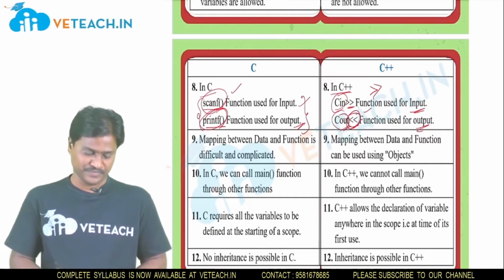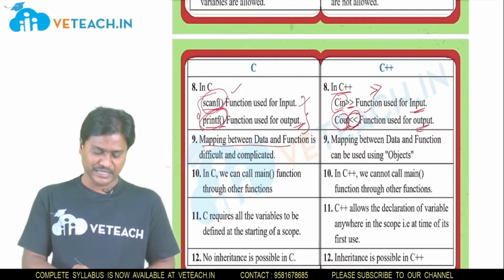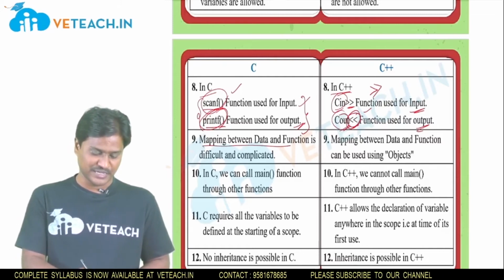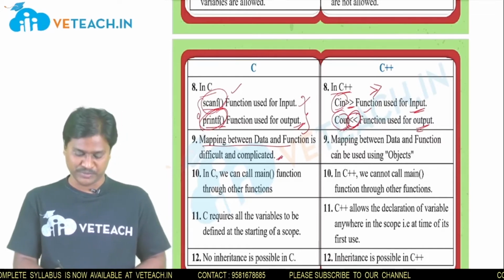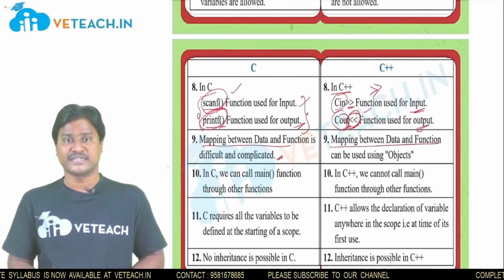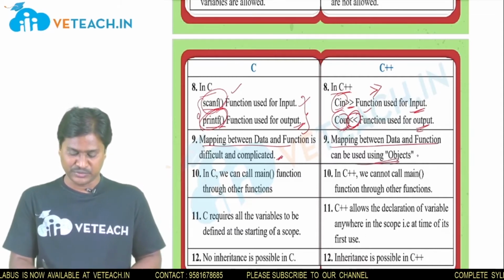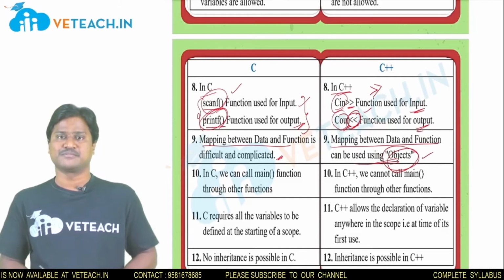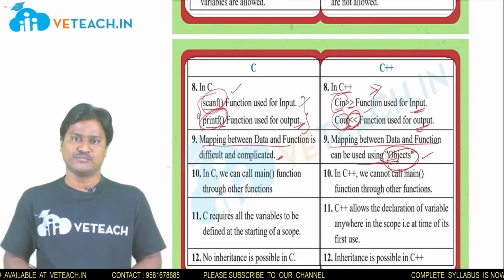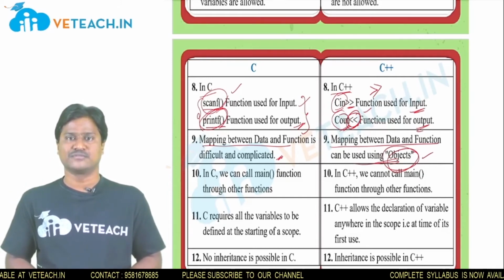Next one, mapping between data and functions is difficult and complicated in C, whereas mapping between data and functions is easy in C++ by using objects. So objects can bundle this data along with functions.